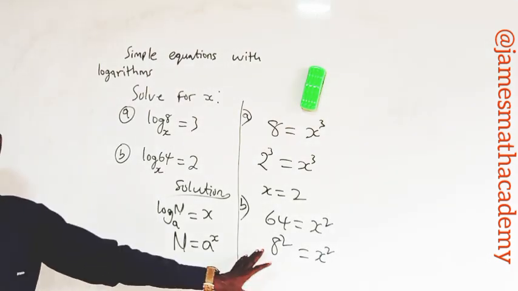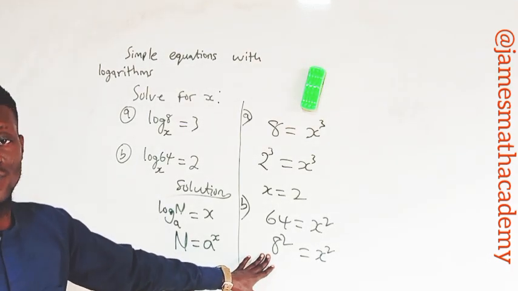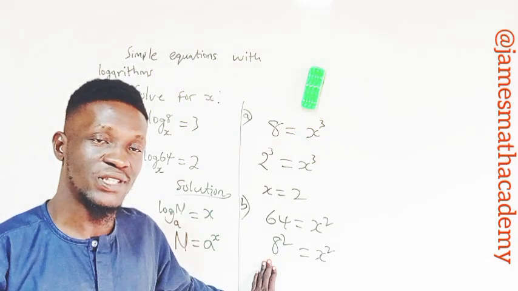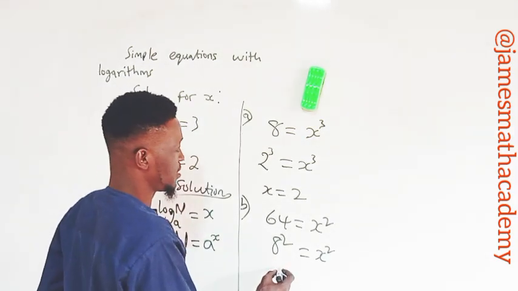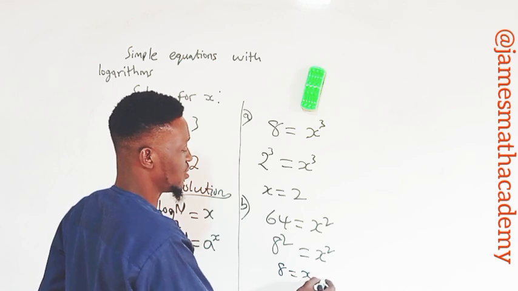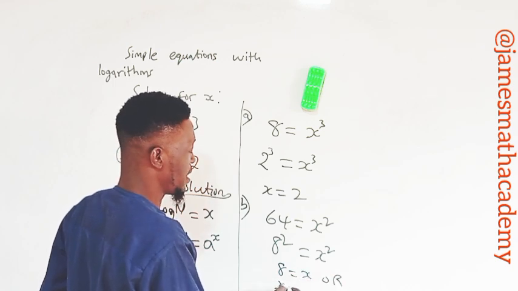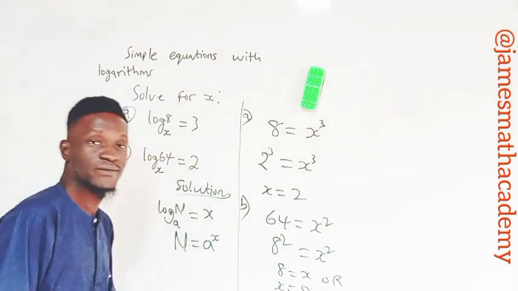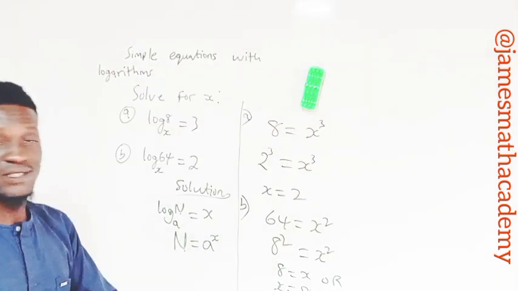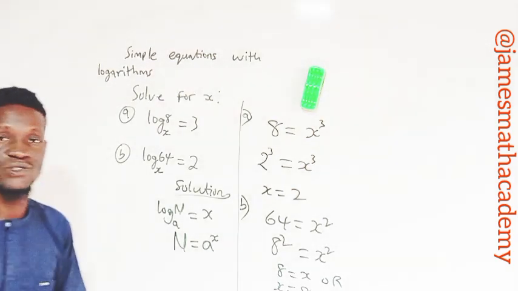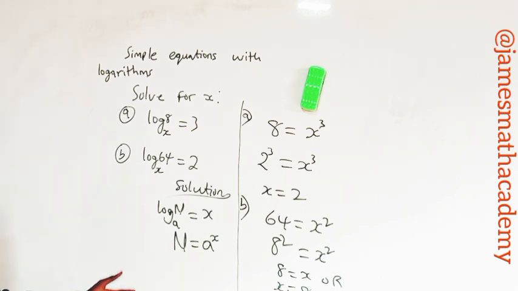If the exponent is equal, that means the base is also equal. So in this context, I can say that my answer is 8 is equal to x, or you can say x is equal to 8. Either way, our answer is 8. You can express it in any form you want. Basically, this is all for this simple equation with logarithm.